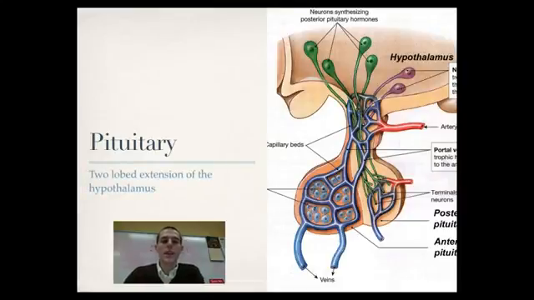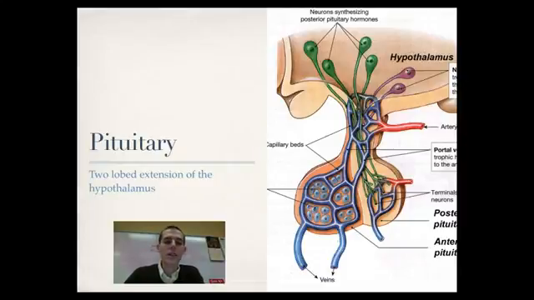And most of that regulation actually happens through the pituitary gland. The hypothalamus does secrete some stuff directly into the bloodstream, but most things are done using the pituitary, which is an extension of the hypothalamus. The pituitary gland has got a distinct posterior and anterior section. I'm going to talk about each one individually in a moment.